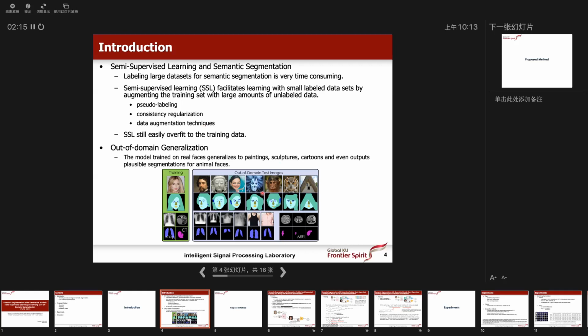Before you go on, can you describe a little bit of pseudo labeling and consistency regularization? Those 2 that you mentioned on semi-supervised learning.